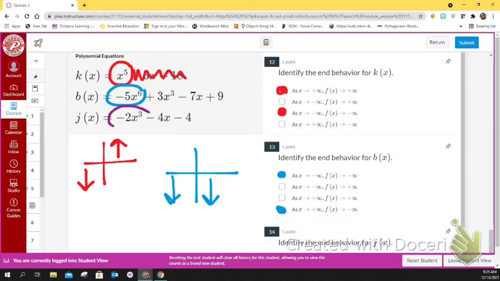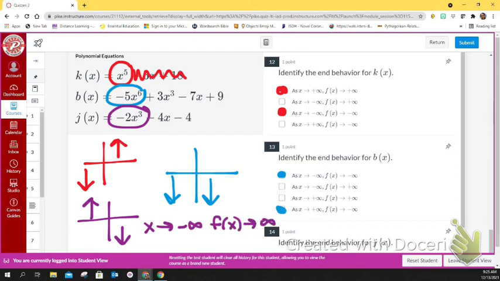And for the last one, the right side goes down because that's a -2, and the left side is going to do the opposite. So I need the one that says when x is negative, f of x is positive. And when x is positive, f of x is negative. And that is what you would select.